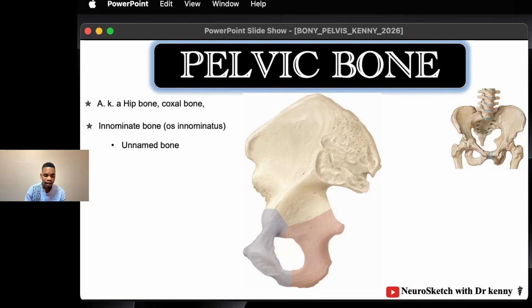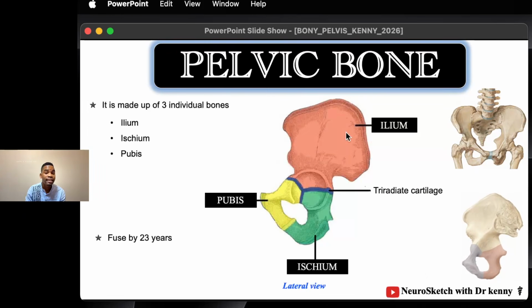But actually the pelvic bone is made up of three individual bones. Three individual bones come together to form a pelvic bone. Not the bony pelvis, the pelvic bone. What are they? You have the ilium, ischium and pubis. They are connected to one another, and they come together within the acetabulum. The acetabulum is the bony socket that accommodates the head of the femur to form the ball and socket joint of the hip.